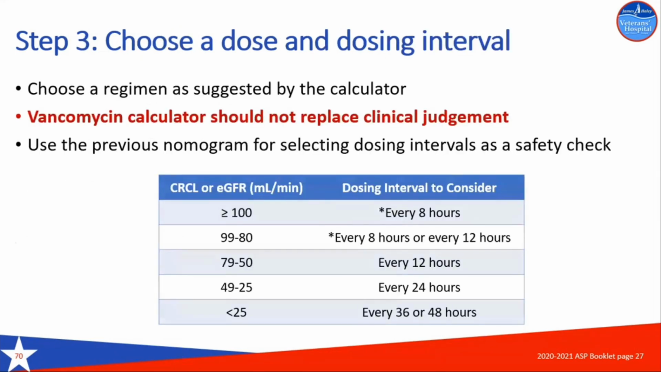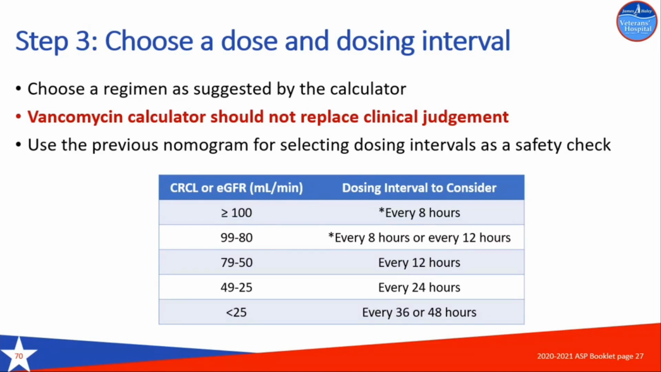All right, so once you have your loading dose, then you want to choose a dose and dosing interval. So you can basically choose one of the regimens that's suggested by the calculator. Now, I don't want you to use the calculator by itself. You should be using clinical judgment. So you want to make sure that the regimen it's suggesting makes sense, especially for your patient.